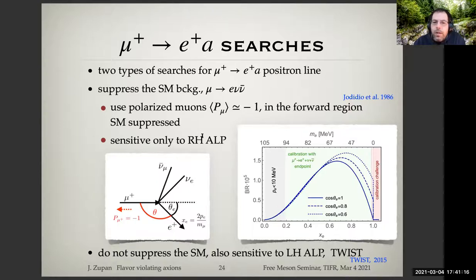Flip side is that you're only sensitive to the right-handed ALPs. No, right-handed ALP couplings will have the same property. So you also suppress the decays that you're searching for. So only right-handed ones you're sensitive to. The other strategy is that you don't suppress the standard model. You go for the full distributions.